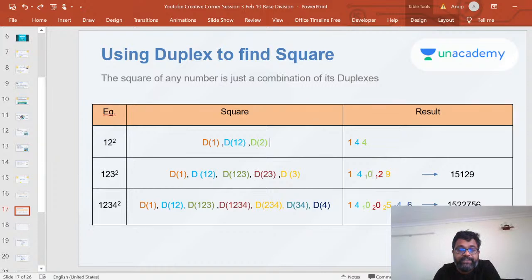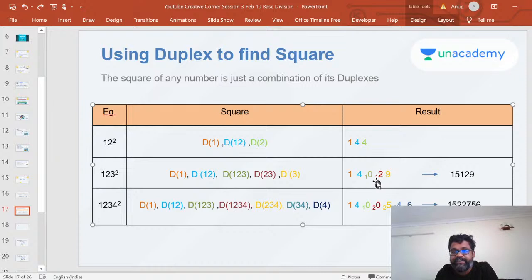After that, you find the duplex of 23, these two digits together, right? What's the duplex of 23? 2 into 2 into 3. What is 2 into 2 into 3? 12, right? 2 into 2 into 3 is 12. So I will write 12 like this.